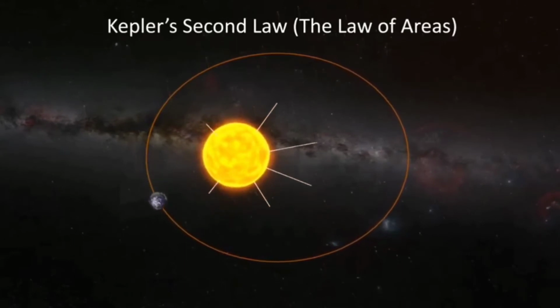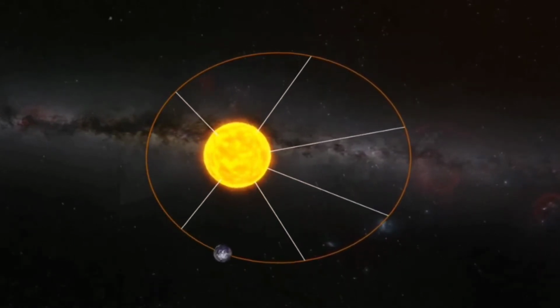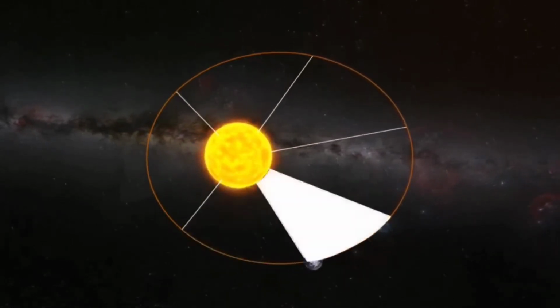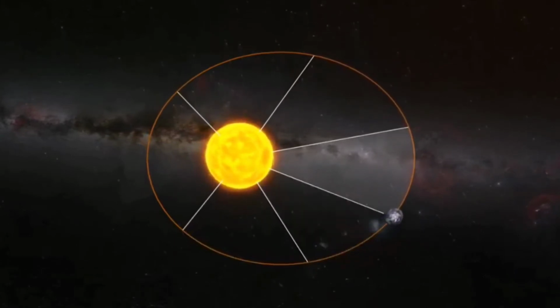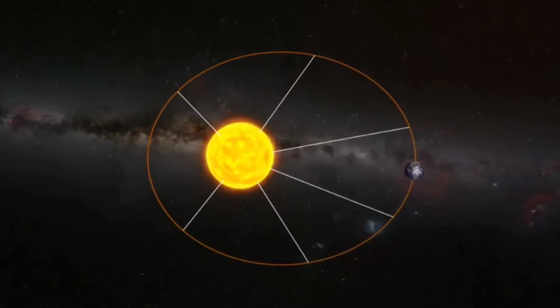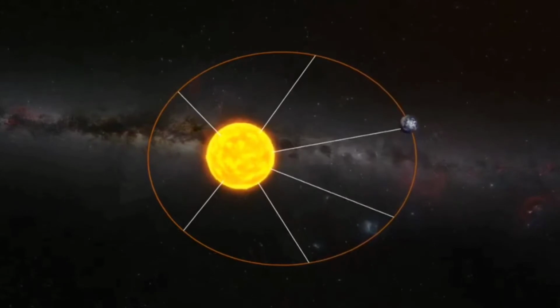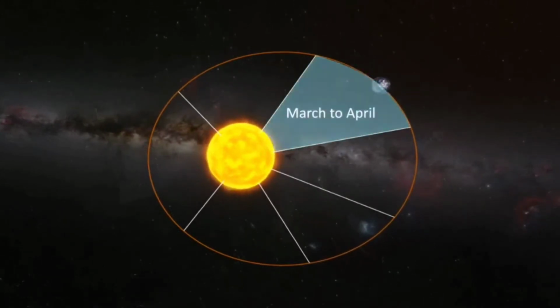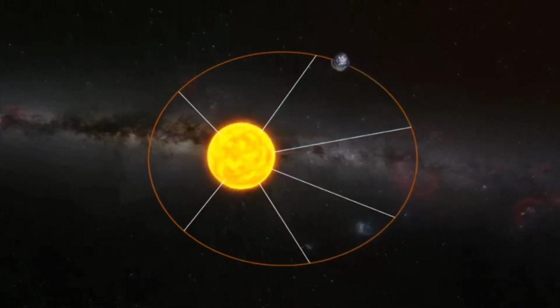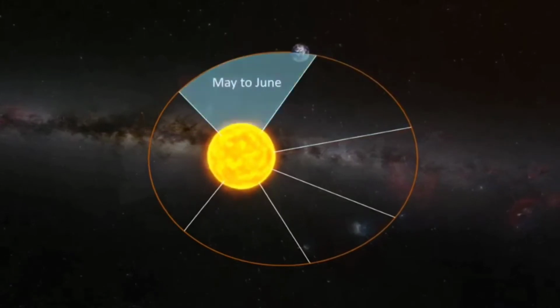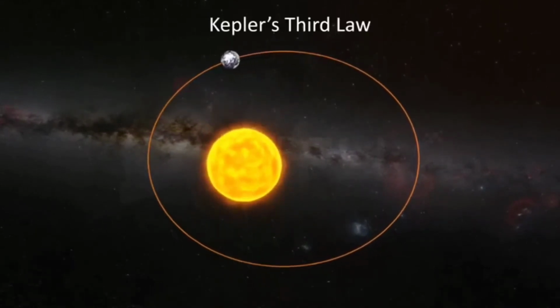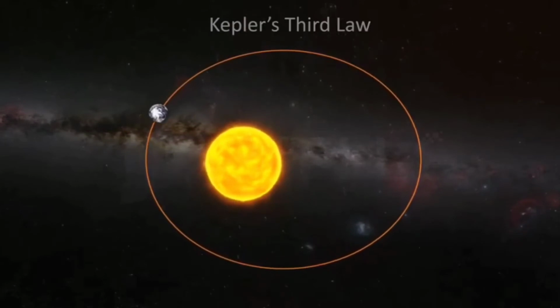Kepler's second law, the law of areas. Kepler's second law states that the line joining the Sun and planets sweeps out equal areas in equal intervals of time. For example, the area swept by the Earth in March and April equals the area swept in May and June.